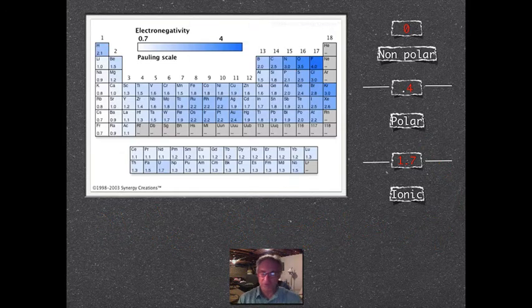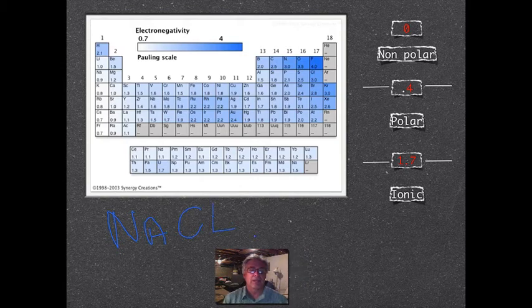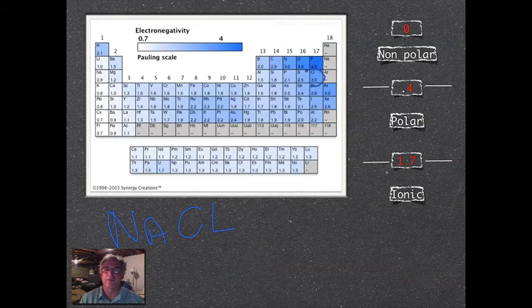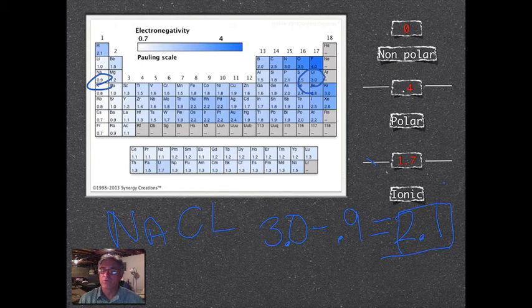Let's look at one more that we've seen, and that's salt. We're going to go Na, sodium, chlorine. Let's first go to chlorine. It has a large number, 3.0, for electronegativity. We're going to subtract from it sodium, which is right there at 0.9. That will give us a 2.1 electronegativity, which falls on this side of the 1.7, so it would be ionic in nature.